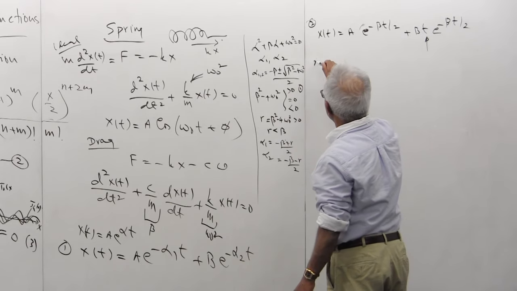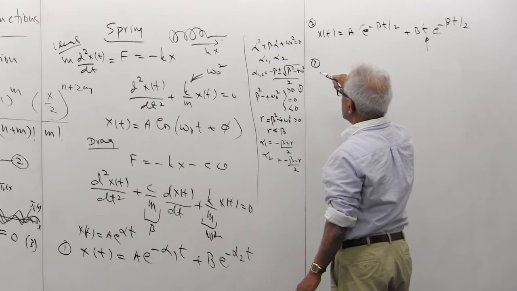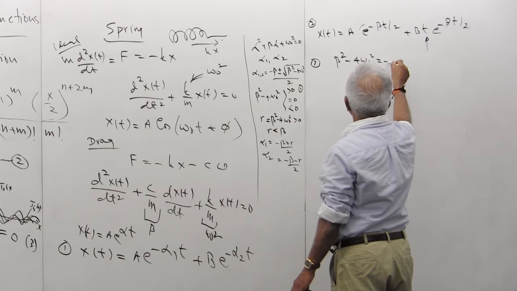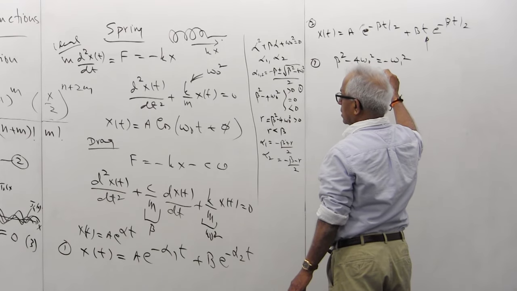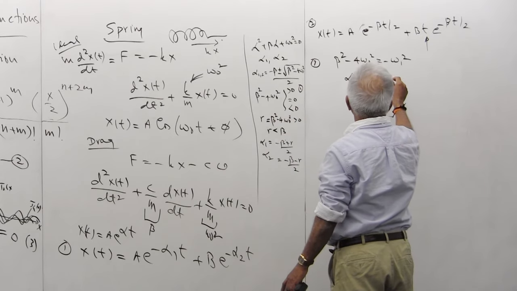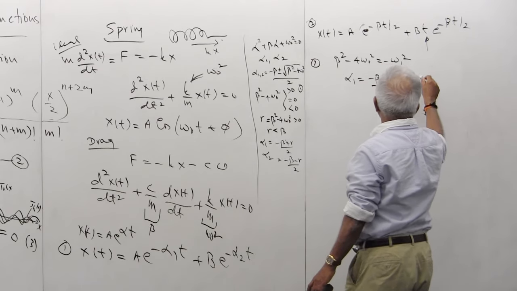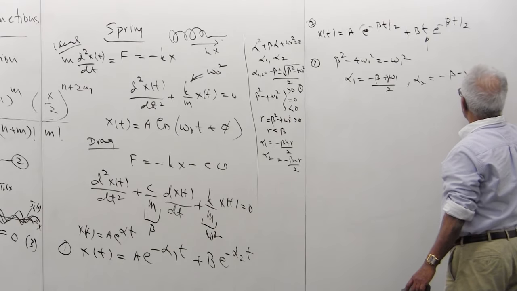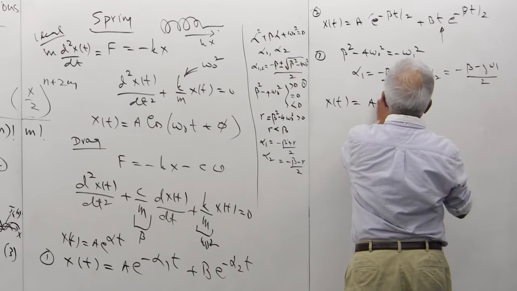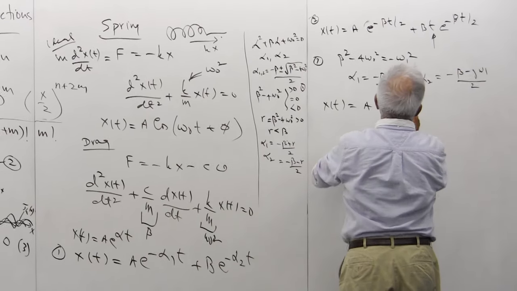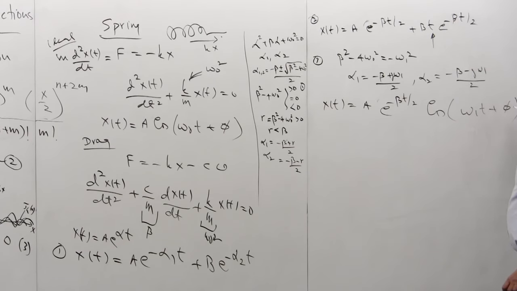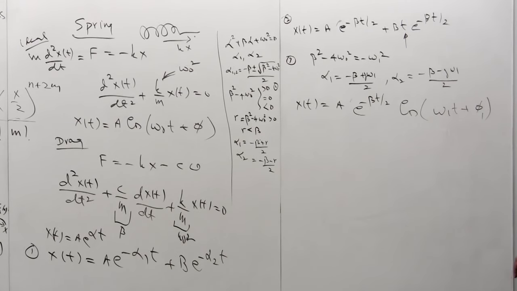So the third case is underdamped, where gamma is negative, so we can write beta squared minus 4 omega 0 squared as minus omega 1 squared. So alpha 1 is minus beta plus j omega 1 by 2, and alpha 2 is minus beta minus j omega 1 by 2. So you get damped sinusoids. This is a e raised to minus beta t by 2 times cos of omega 1 t plus some phase, if you combine the two terms. So that's what it is.